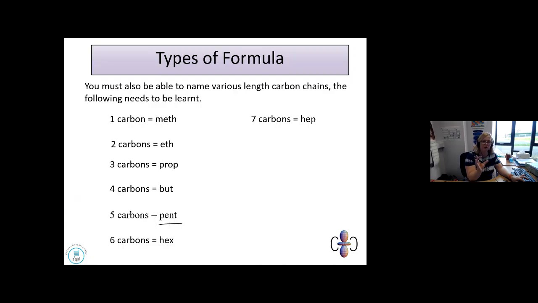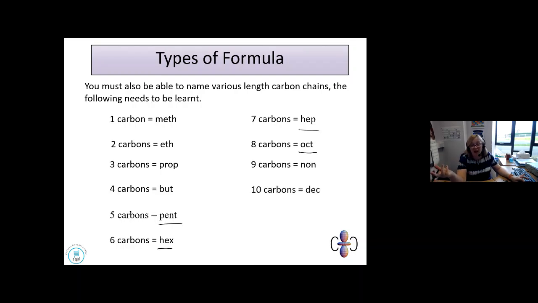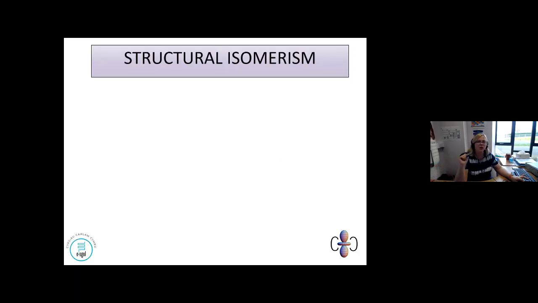I'm always trying to give my pupils references in their heads. Hexagon, 6-sided shape. Heptagon, 7-sided shape. So try linking these to maths if it helps. Then you've got octagon. Oct, therefore, is 8. Non, not quite so easy to remember, but 9 is non. And then you've got decades. Decagon, 10-sided shape, so 10 carbons would be dec, okay?